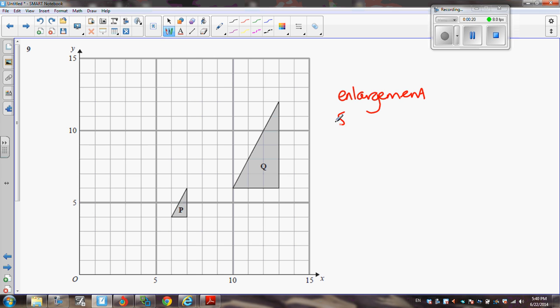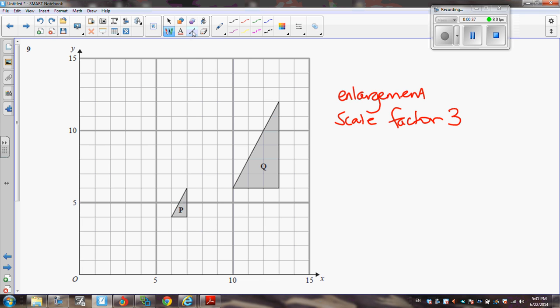We then need the scale factor of the enlargement, and the scale factor is how many times bigger P is, or what do we multiply the length of P by to get the length of Q? Well, we can see there's 1 unit across the bottom. This is 3, so the scale factor of the enlargement is 3.